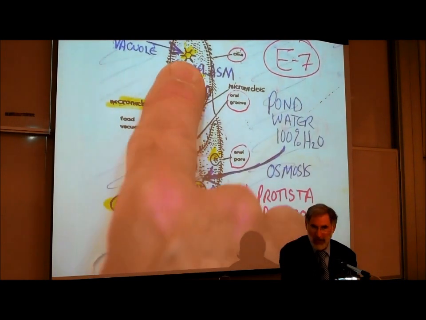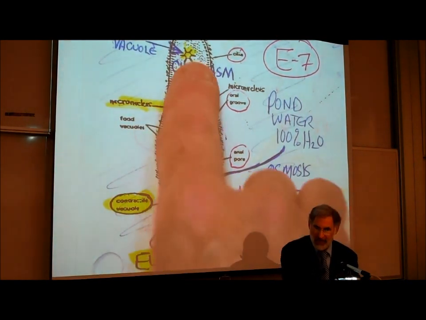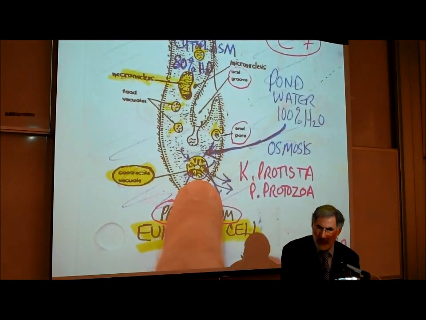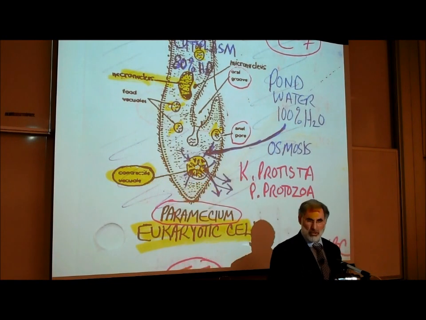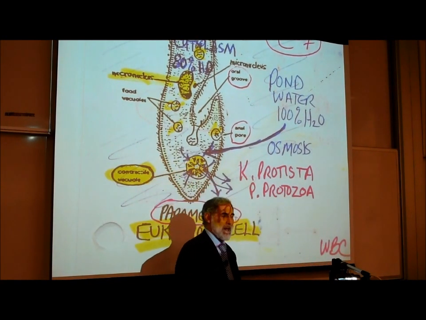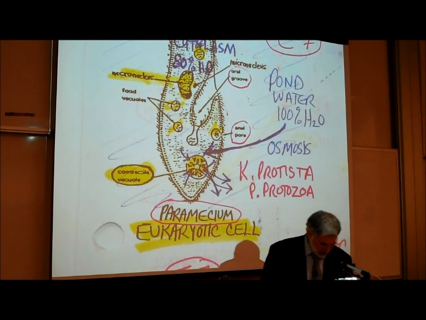You'll notice labeled right here on the lower left, there is also a contractile vacuole here. In fact, there's another one right up here, contractile vacuole. And when they start out empty, they fill up with water, and when they become full, they contract, squirting the excess water out. So that is a unique adaptive structure found in all freshwater protozoans.